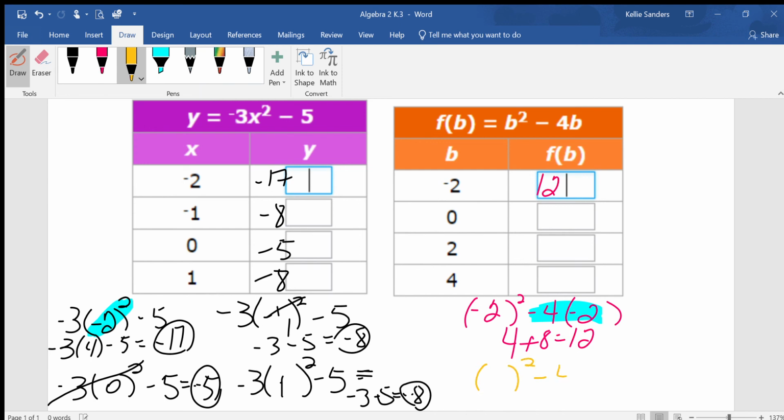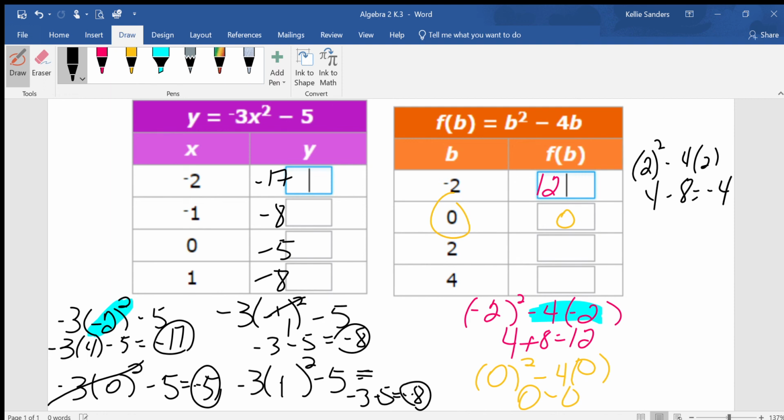B squared minus 4b. We're going to put 0 in. 0 times 0 is 0. 4 times 0 is 0. 0 minus 0 is 0. 2 squared minus 4 times 2. 4 minus 8 is negative 4. 4 squared minus 4 times 4, 16 minus 16 is 0. That's it.